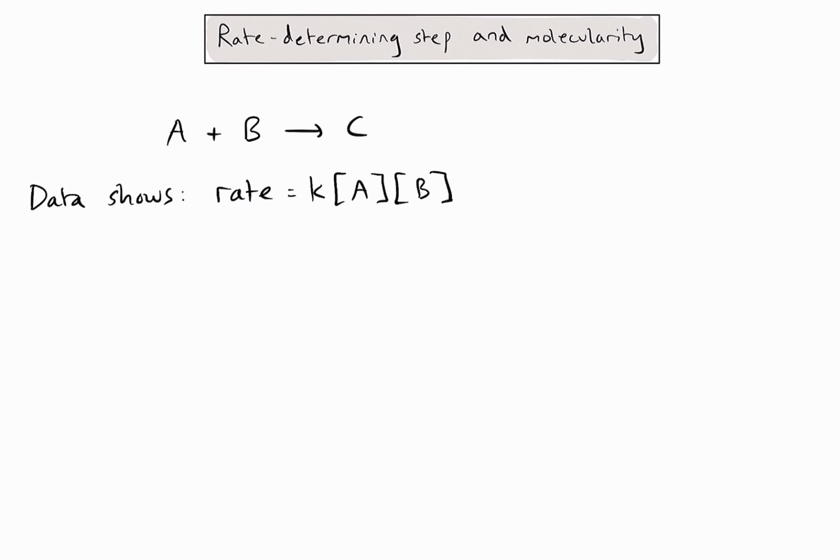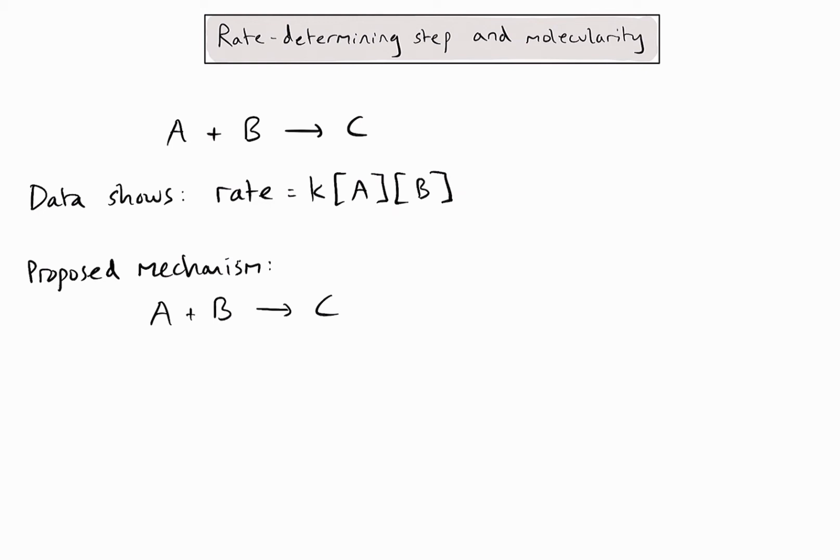The simplest explanation for how this reaction occurs according to collision theory would simply be that particle A bumps into particle B with enough energy and the right orientation to form particle C. And you'll notice that in this simple example, my proposed mechanism for what happens is identical to the overall reaction.